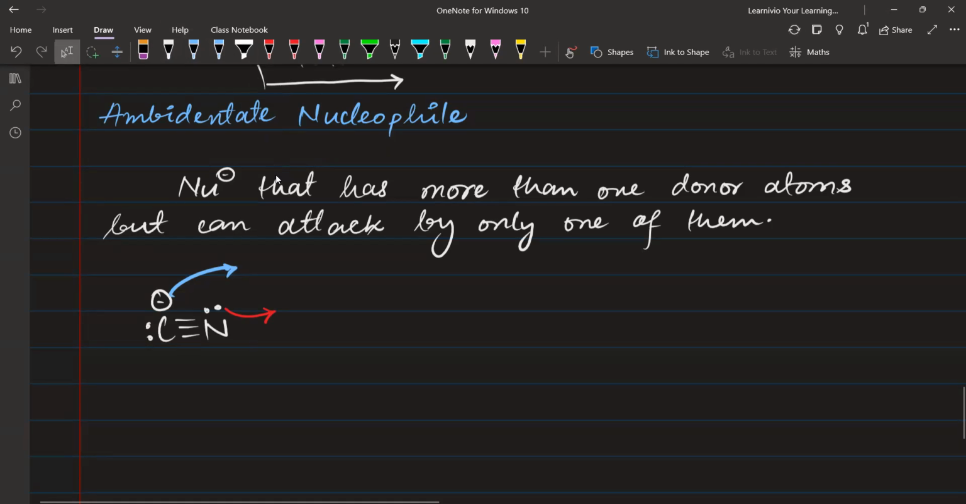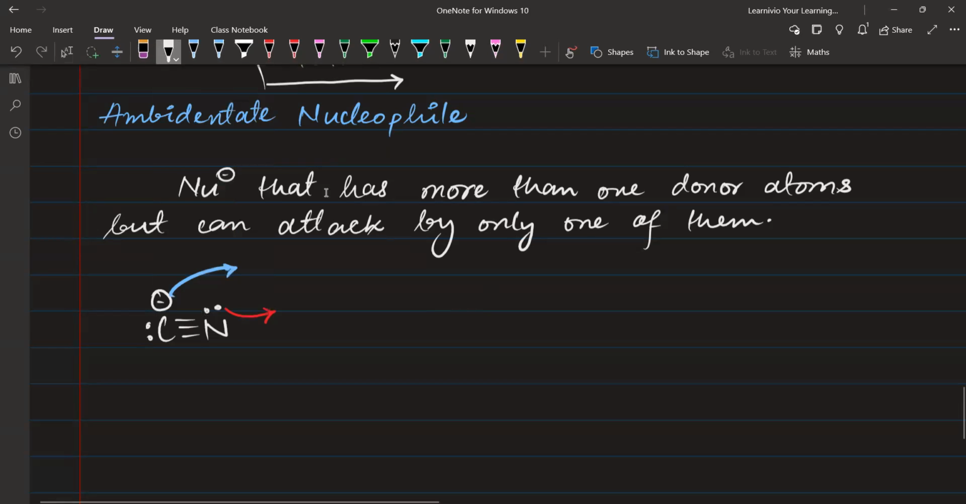So that is why it is an ambidentate nucleophile. Attack can happen from both sides. Like ambiverts, they are introvert under some conditions and extrovert under some conditions; both cannot be at one place. Similarly, you have amphibians. Amphibians live in water and they can live on earth also. Simultaneously they cannot be in water and on earth, right? So the same thing, there will be two donor atoms, but both will not attack. Only one of them will attack. Make sense?